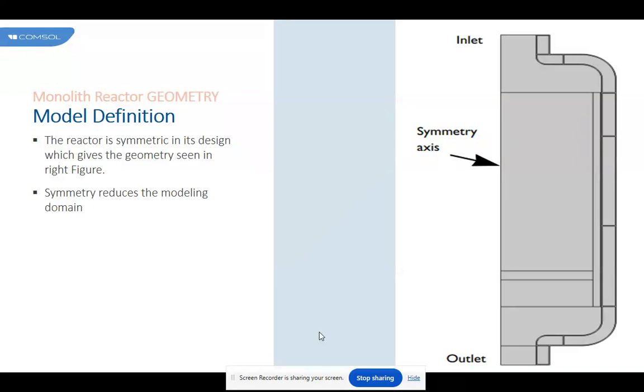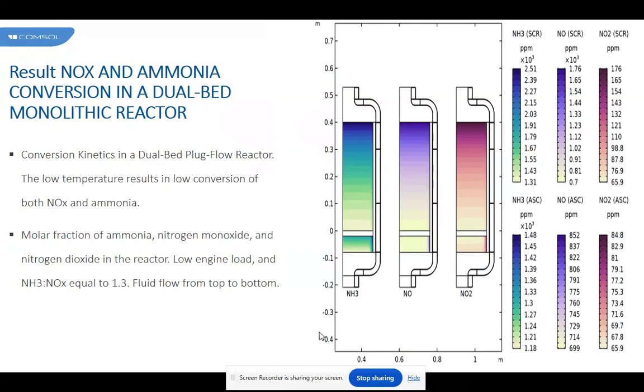This simulation shows the molar fraction of NH3, NO, and NO2 in the two catalyst beds for the low engine load case. The effect of the radial temperature gradient is clearly visible as the conversion decreases close to the edge. The temperature for the low engine load case is below the optimal temperature for the SCR reactor, and this figure in this simulation illustrates the result for the intermediate engine load case.